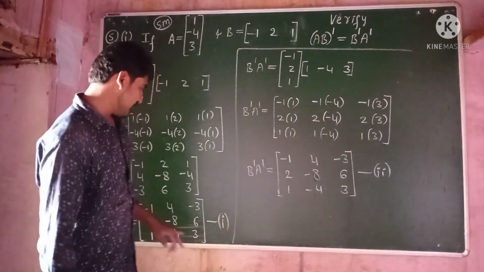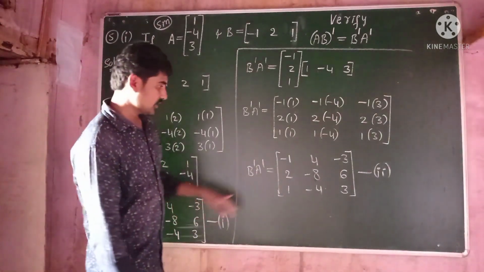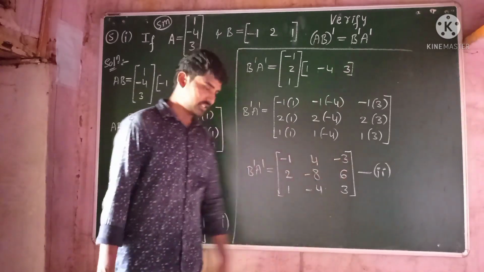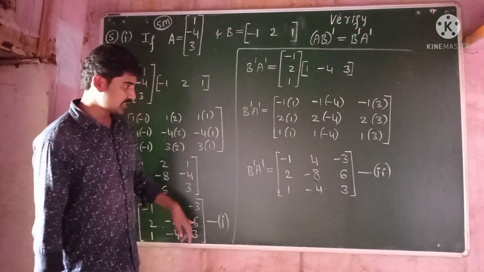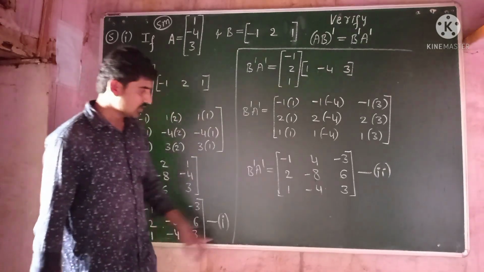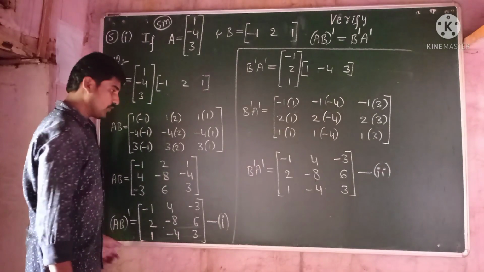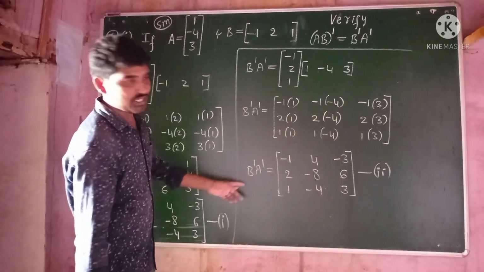So on comparing equation 1 and equation 2, minus 1, 4, minus 3; 2, minus 8, 6; 1, minus 4, 3 in both. Hence AB whole dash is equal to B dash into A dash.